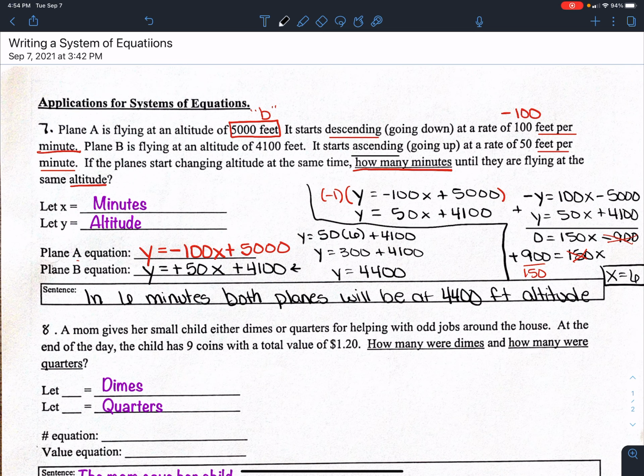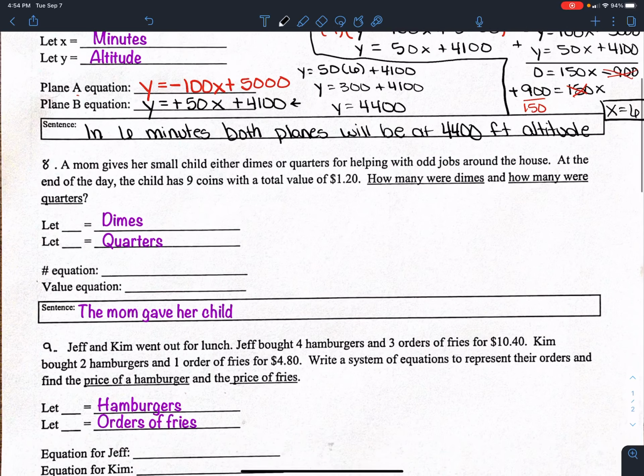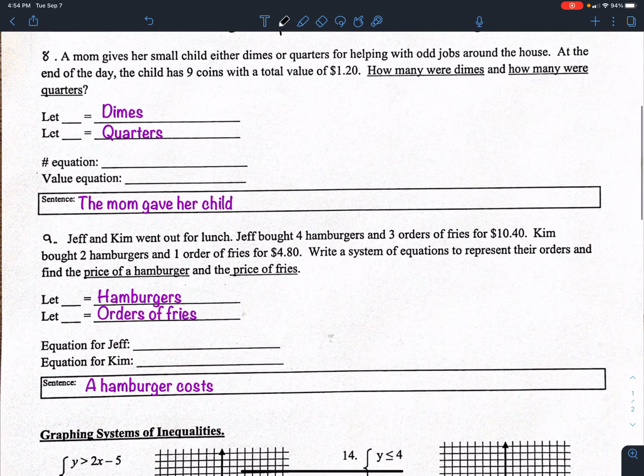All right, now I'm going to look at number 8. A mom gives her small child either dimes or quarters for helping with odd jobs around the house. At the end of the day, the child has 9 coins with the total value of $1.20. How many were dimes and how many were quarters? So we're going to let x represent the number of dimes and y represent the number of quarters.